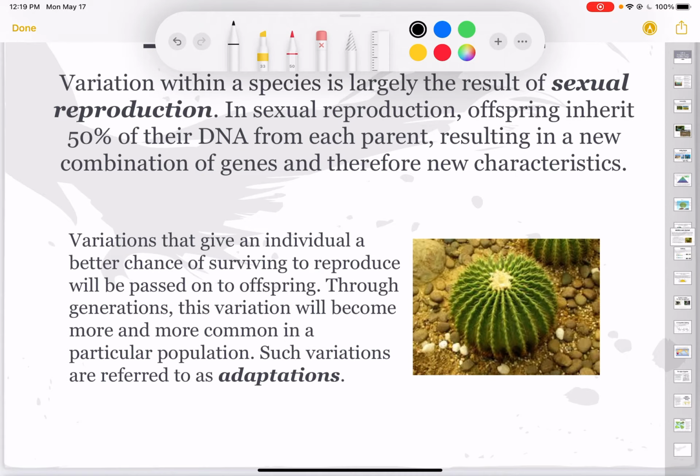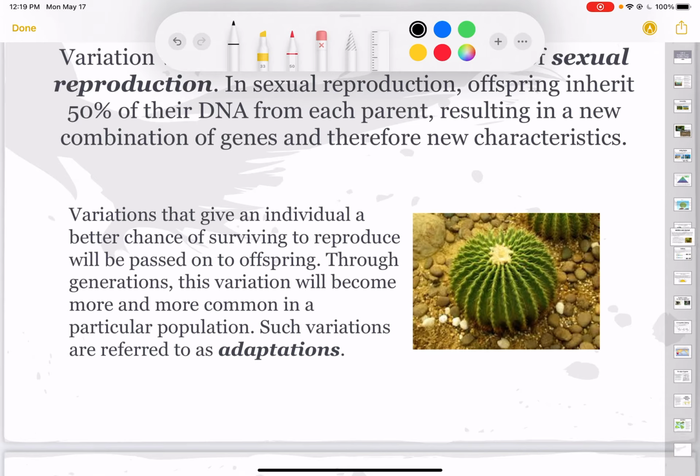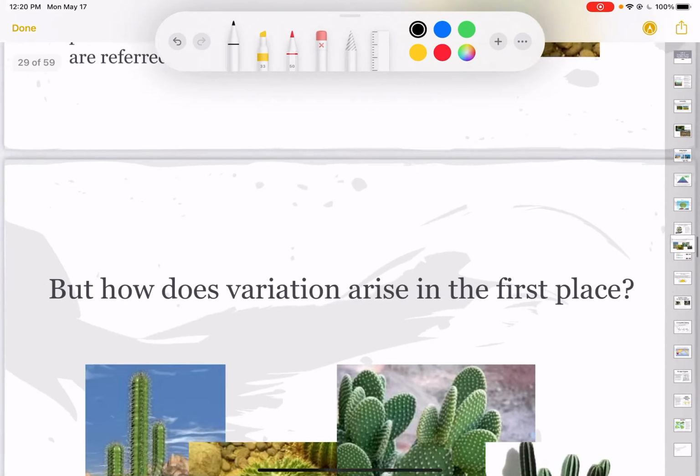Variations that give an individual a better chance of surviving to reproduce will be passed on to offspring. Through generations, this variation will become more and more common in a particular population. Such variations are referred to as adaptations. So we have variations within our genes, but adaptations that exist are basically due to the fact that if you have a certain trait that helps you to survive, then you're likely going to pass that trait on to your offspring, your children. And then after generation and generation, most of the population might have this certain trait if it's something that'll help you to survive.